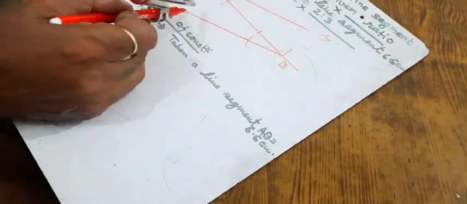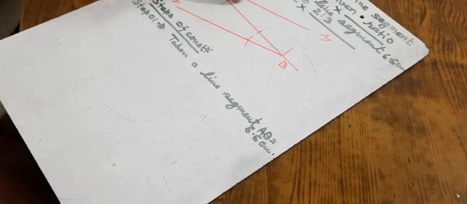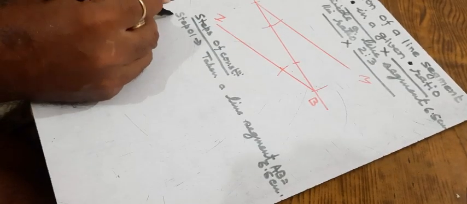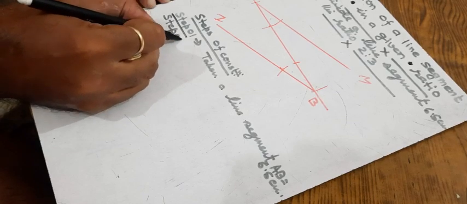Construct angle ABN equal to angle BAM. That means these two angles are known as alternate interior angles. If alternate interior angles are equal, lines are parallel. AM parallel BN. Here in Step 2.